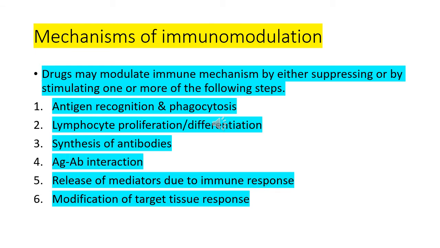Mechanism of immunomodulators. Drugs may modulate the immune mechanism by either suppressing or stimulating one or more of the following steps. First, antigen recognition and phagocytosis. Second, lymphocyte proliferation or differentiation. Third, synthesis of antibodies. Fourth, AG-AB interaction, that is antigen-antibody interaction. Fifth, release of mediators due to immune response. Sixth, modification of target tissue response.